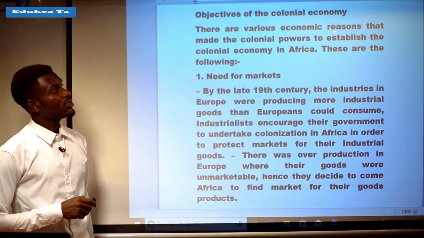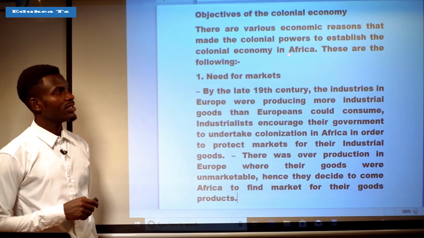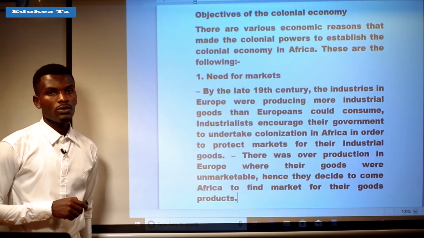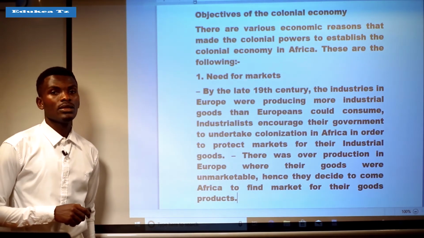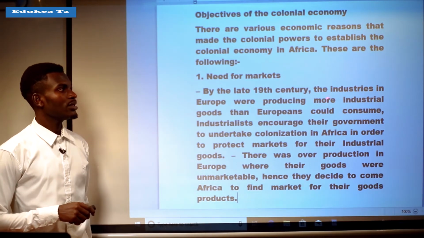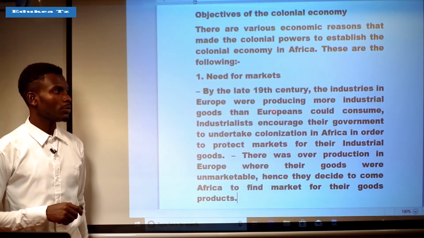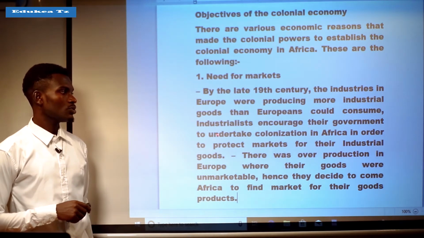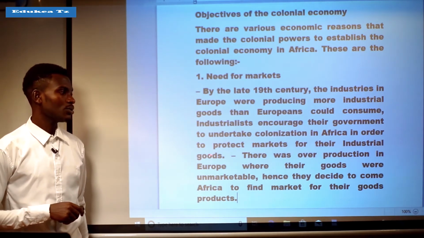There are various economic reasons that made the colonial powers establish the colonial economy in Africa, and these are the following. The first objective was the need for markets. By the late 19th century, the industries in Europe were producing more industrial goods than Europeans could consume. Industrialists encouraged their governments to undertake colonization in Africa in order to protect the markets for the industrial goods.